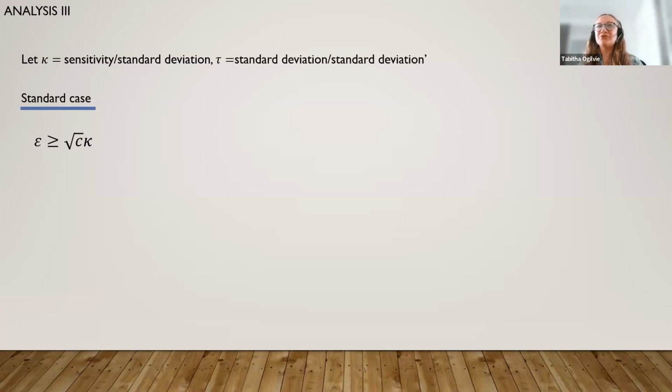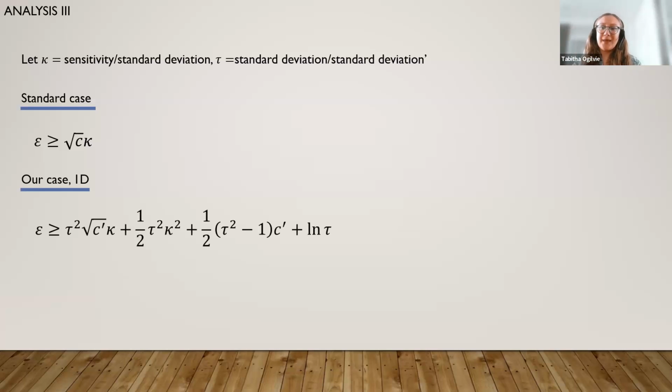But in our case, we don't just need to consider this ratio, but we also need to consider standard deviation 1 over standard deviation 2, the ratio of standard deviations in one database versus another. We have two results, one in the one-dimensional case and one in the n-dimensional case. We present both because the one-dimensional is tighter. And this is what you get. The C prime is a slightly different constant depending on delta, and it looks like this. So it's quite a bit larger than the standard case. We believe this is tight.